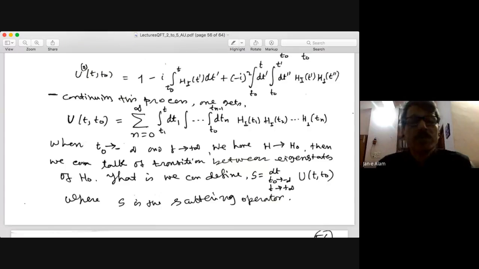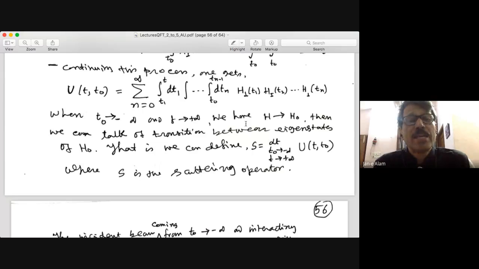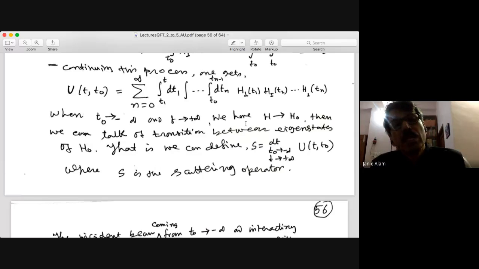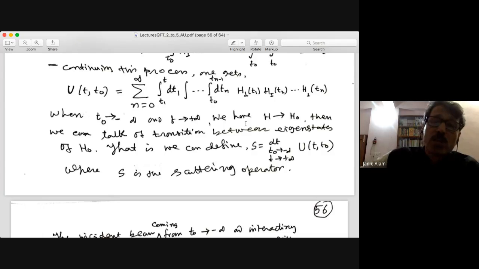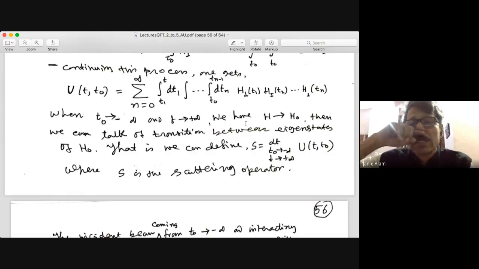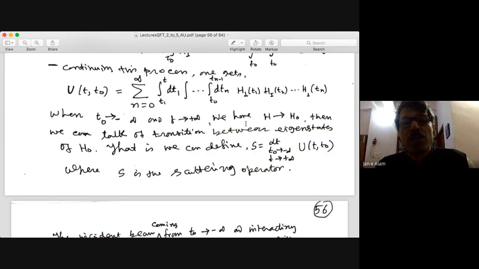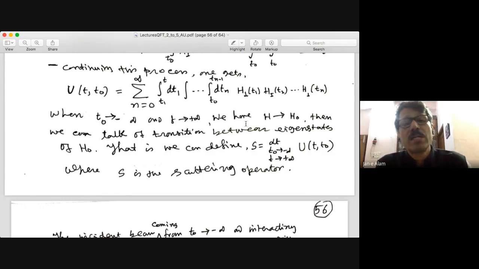Now, as I said, in any experiment, let us say some scattering experiment, the beam comes from far away from the target. When the beam is leaving the source, it doesn't interact with the target. That is what is called the remote past. And after the interaction, it is detected in the detector, which is also far away from the interaction zone. That is called the far future. So this u can help me to learn.